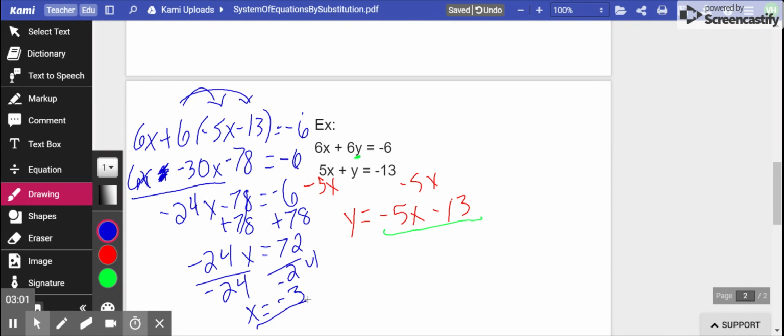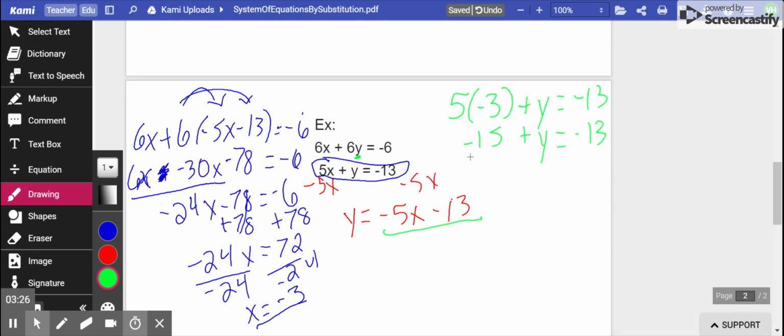I know x, I need to now solve for y. I'm going to plug it into this second equation. So 5x, and we said we know x is negative 3, plus y equals negative 13. 5 times negative 3 is negative 15, plus y equals negative 13.